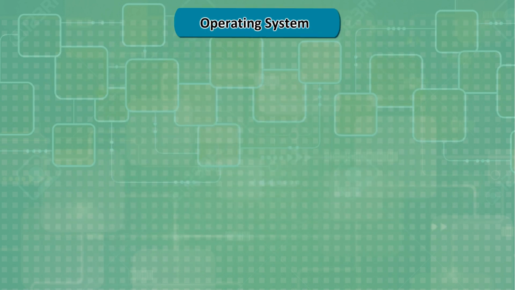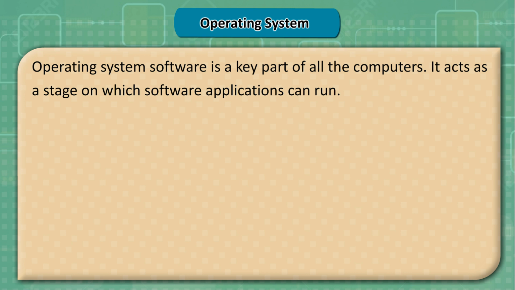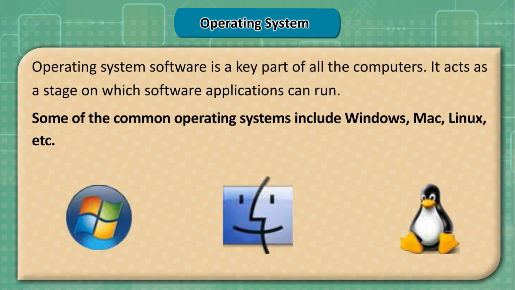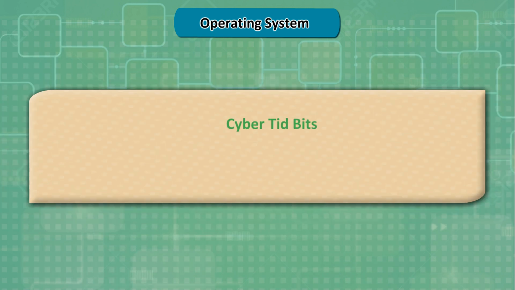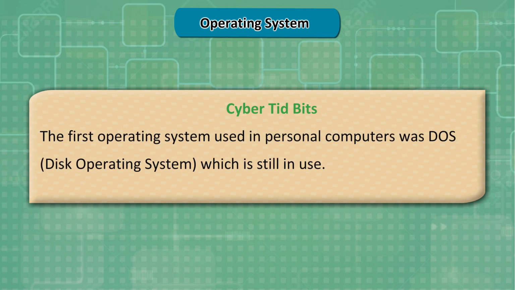Operating System. Operating system software is a key part of all computers. It acts as a stage on which software applications can run. Some of the common operating systems include Windows, Mac, Linux, etc. Cyber tidbits: The first operating system used in personal computers was DOS, Disk Operating System, which is still in use.